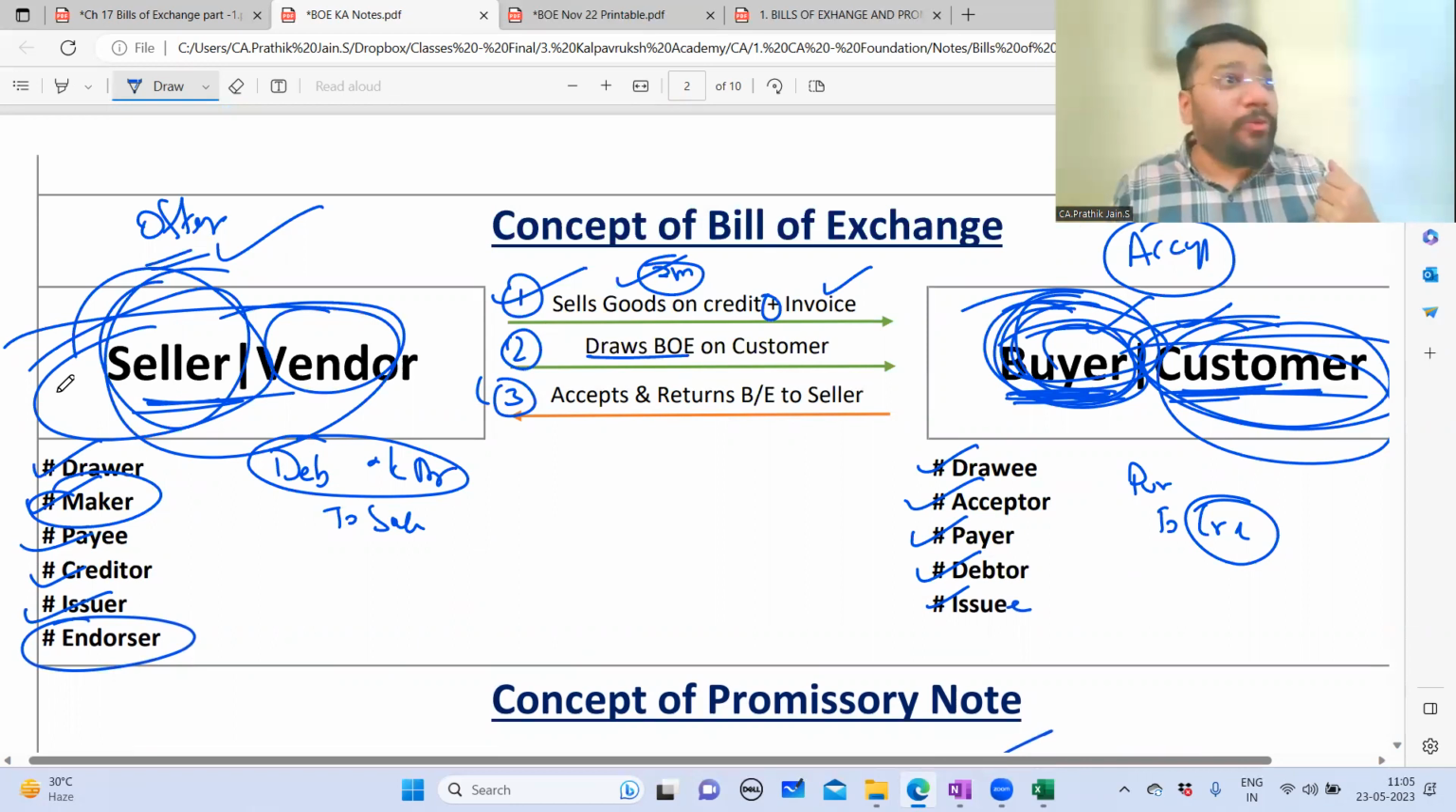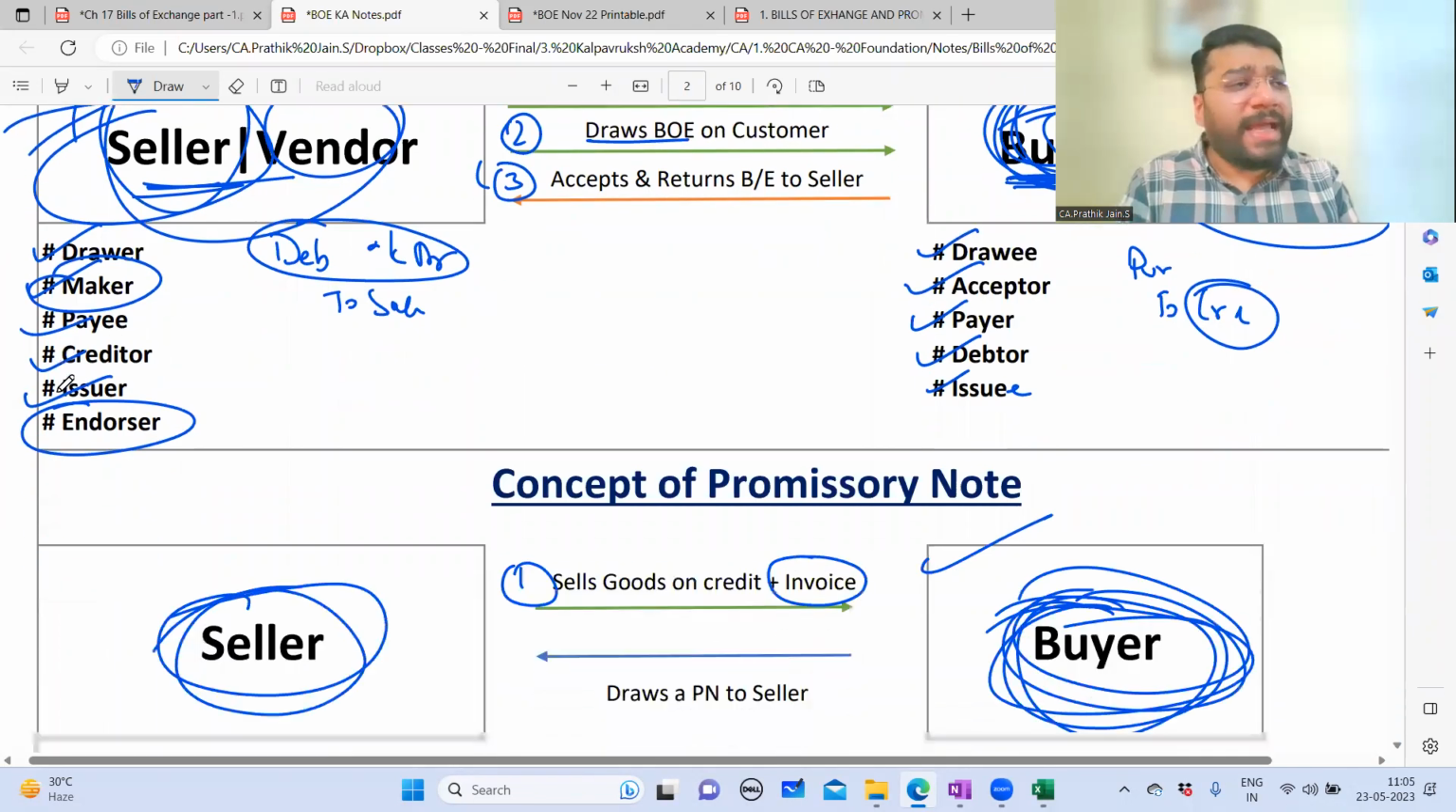And the other person will be liable to pay. So law says that if you are wanting somebody to pay you some money, he has to accept it in writing first. So in bills of exchange, the acceptance was important.